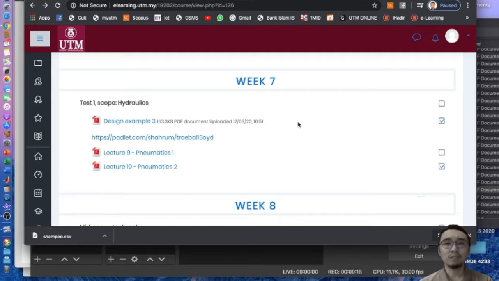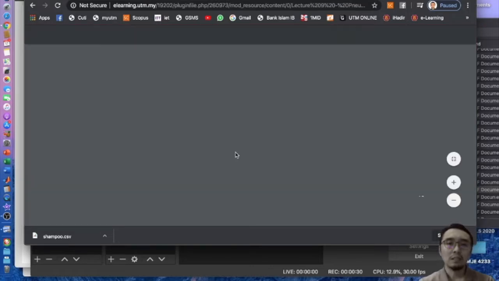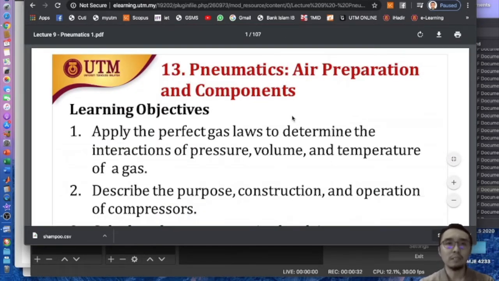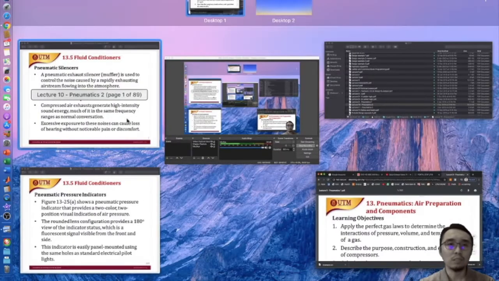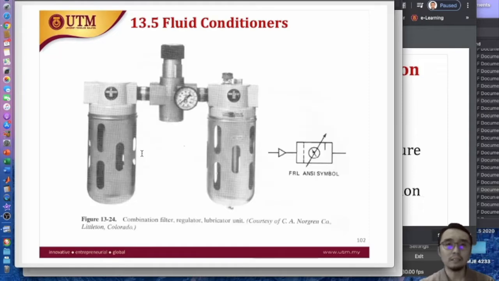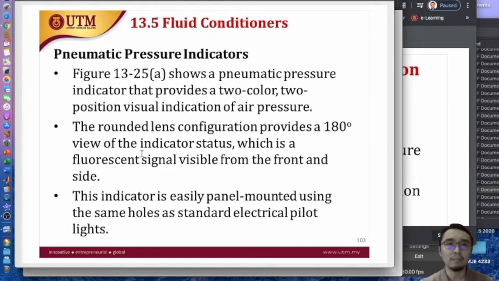From last video, I've talked about the FRL unit of a pneumatic circuit. So today I will just continue from where I've left off, which is still looking at this document, Pneumatics 1. And I would like to focus on pressure indicators. So we stopped here from last time. So today we'll continue with the additional components of a pneumatic circuit, which is a pressure indicator.